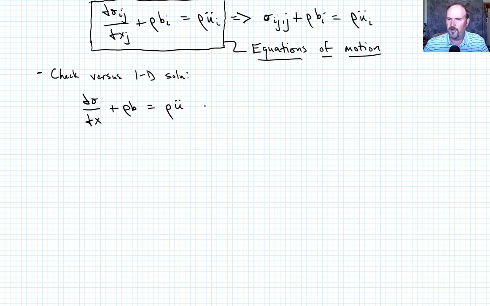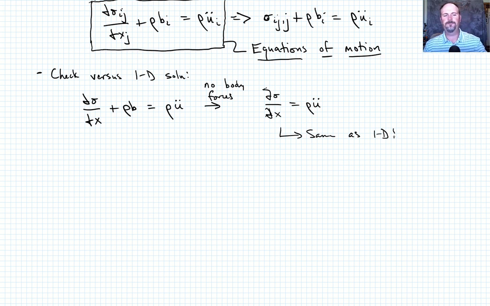And if we don't have body forces, then b goes to 0. So if we have no body forces, then we end up with the partial of sigma with respect to x equal to rho u double dot, which is the exact same solution that we had in the 1D case. Okay, so at least that checks out.